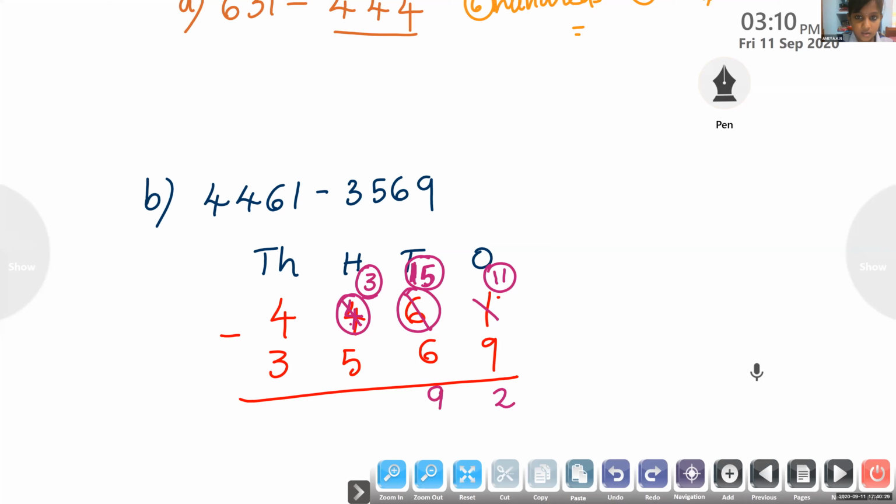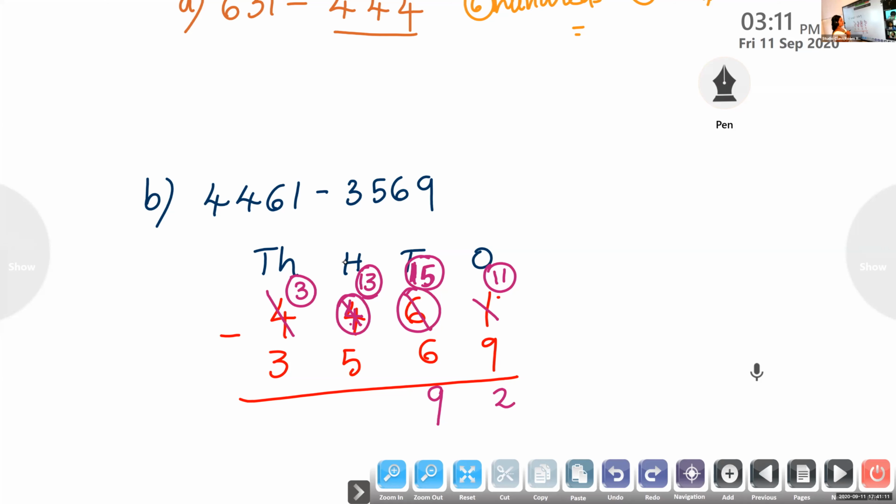9. 3 minus 5. Again, can we subtract 3 minus 5? No, we have to borrow from the 4,000s. From 4, we are going to subtract 1. So 4 minus 1, what will we get? 3. Because we are going to take 1 from this 4,000s. That 1,000 we are going to write near the 3. Now it is 13 hundreds. 100 is the place value here. That's why I am reading 13 hundreds.